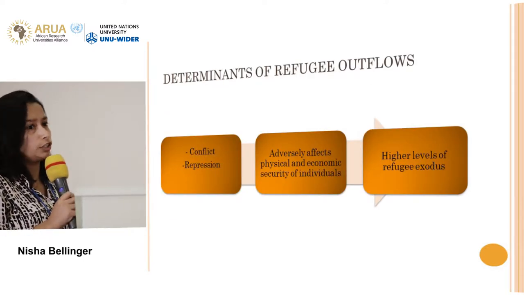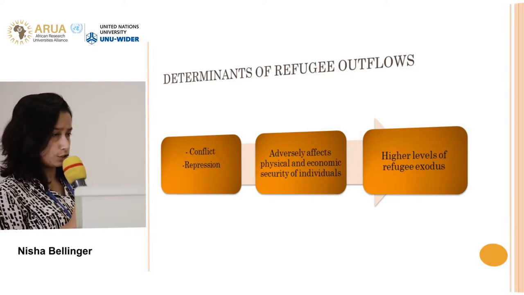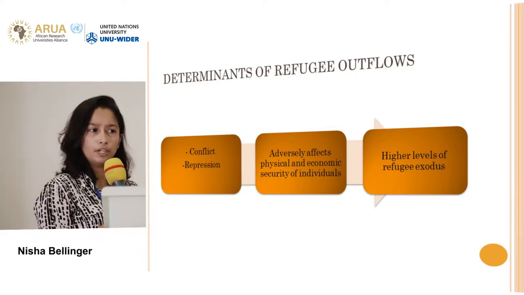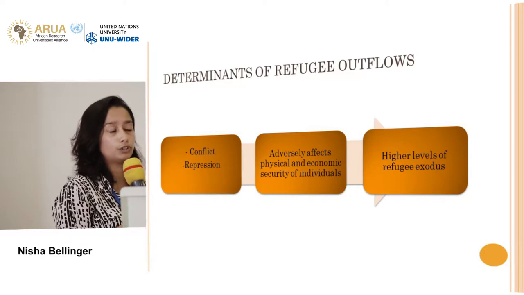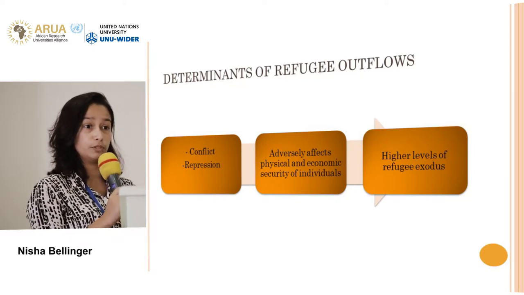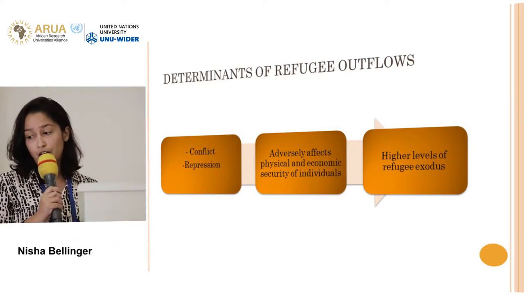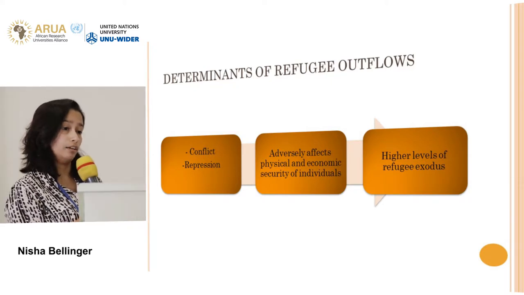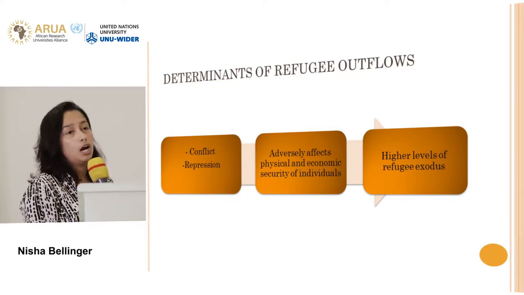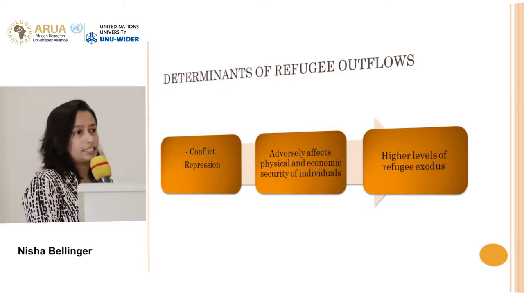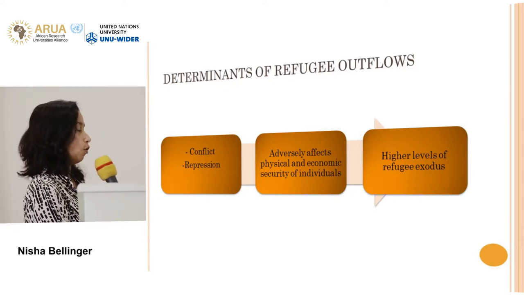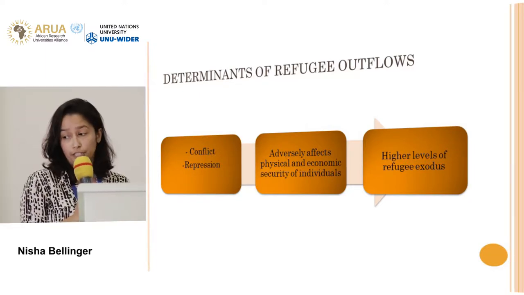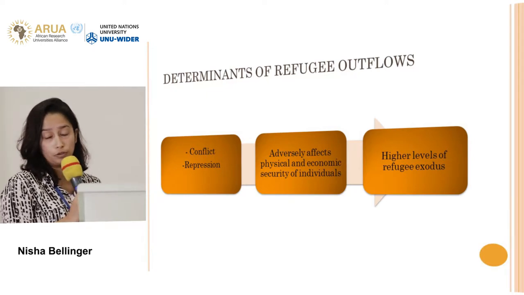So going back to the determinants of refugee outflows, as I just mentioned, the political science research has identified two prominent factors. So conflict, now we are talking about conflict within countries as well as conflict between countries that threaten the security of individuals, which then may lead to higher levels of refugee outflows, followed by state repression. So state violation of human rights could also be yet another factor that may threaten the human security of individuals, leading to high levels of refugee outflows.